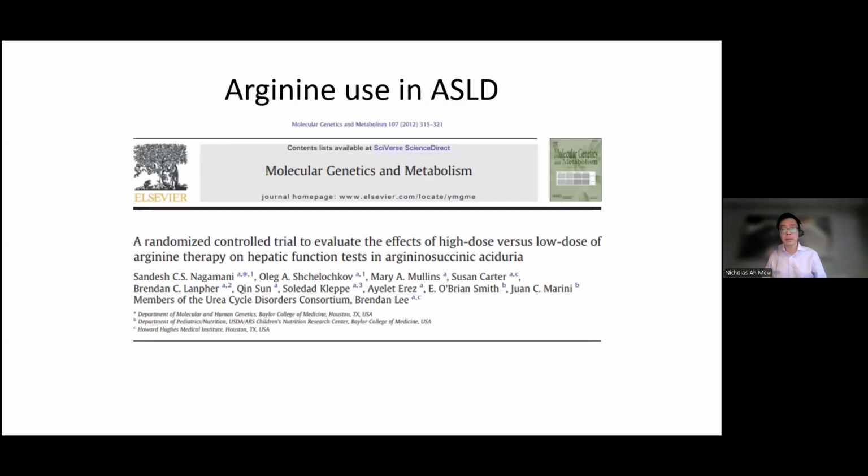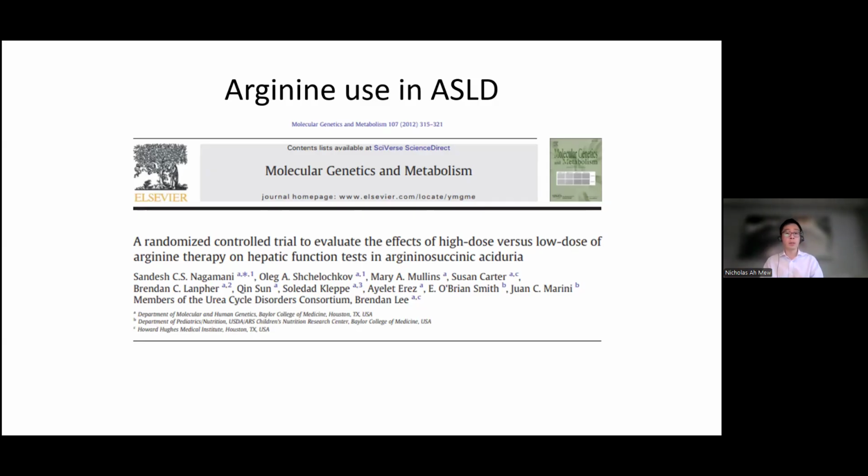That having been said, there's at least more recent evidence to suggest that we should, at least in the chronic setting, get away from high dose arginine. In this publication, this was a randomized crossover trial evaluating high dose, in other words, 500 milligrams per kilogram per day of arginine, versus low dose arginine with scavengers.